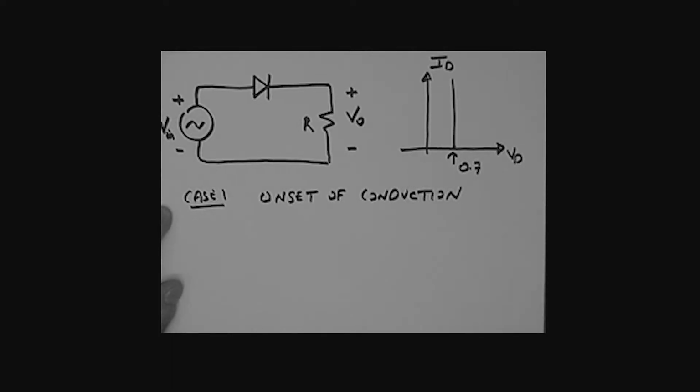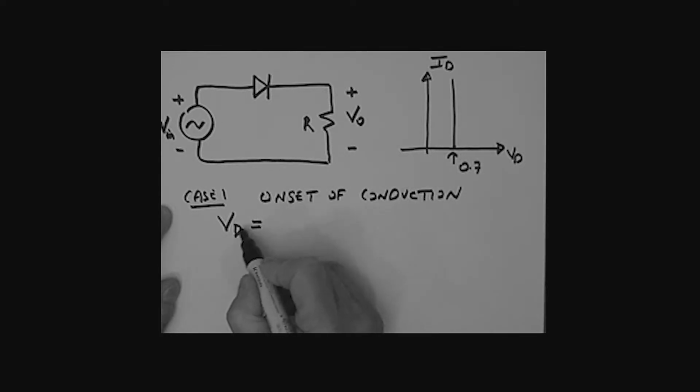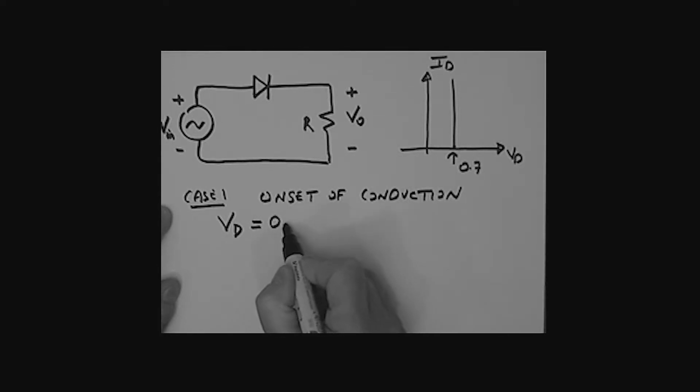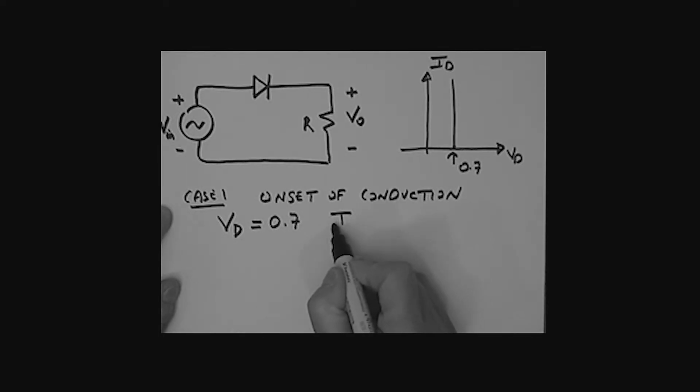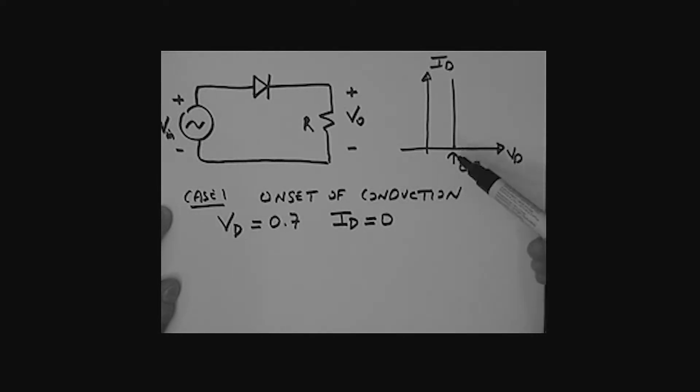At the onset of conduction, the voltage across the diode VD will be right at this point here. So the voltage VD will be equal to 0.7. And the current through the diode, ID, will be equal to 0. We haven't started to conduct. We're right at the edge of conduction, right at the onset of conduction.